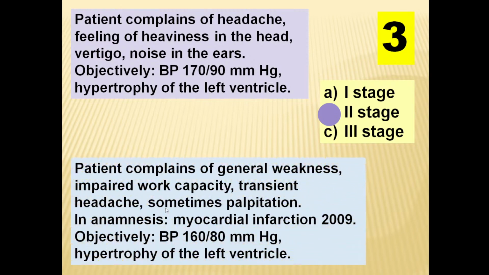Next situation. Again, the patient has some symptoms which indicate disordered blood pressure, myocardial infarction in anamnesis, and also high blood pressure with a hypertrophied left ventricle. It will be assessed as third stage because we see functional heart problem, myocardial infarction in anamnesis. In all such cases, not depending on other symptoms, it will show third stage arterial hypertension.